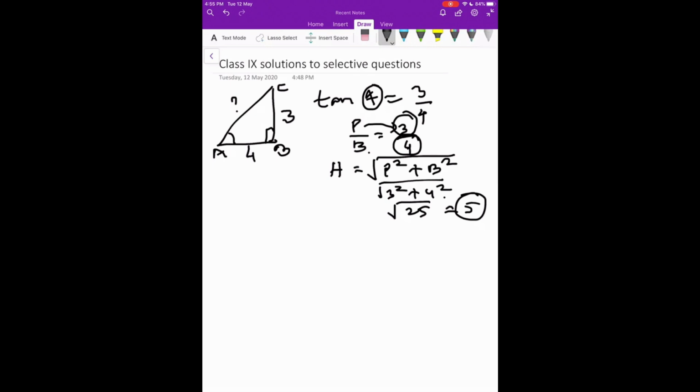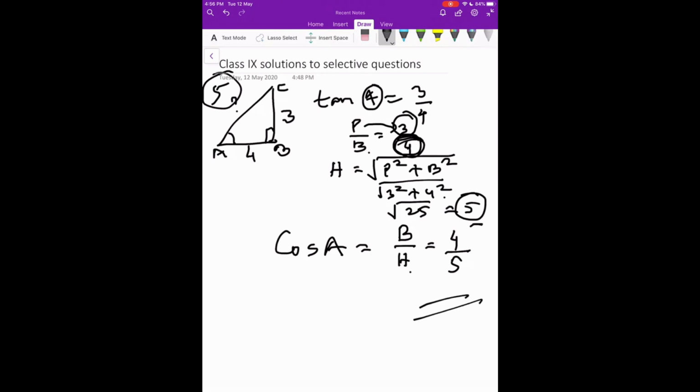All three are there. Now the question is telling you to find the value of cos A. So you know that cos is base by hypotenuse. Now there you go, you have base in the form of 4 and hypotenuse, which you just found out to be 5. So cos A is 4 by 5. This is your question number 5. So simple and easy. So this is question number 5.